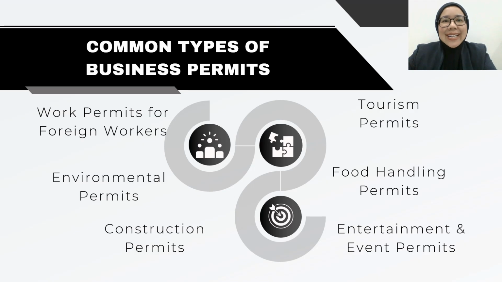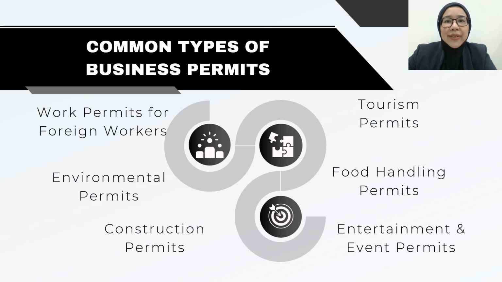Okay, here are some common types of business permits in Malaysia. Number one, the work permit for foreign workers. It is required for businesses intending to hire foreign workers. It is issued by the Immigration Department of Malaysia. Different types of work permits are available depending on the skill level and category of employment.